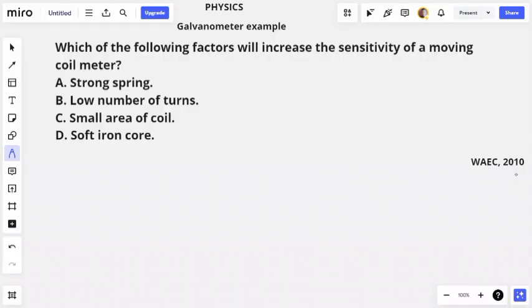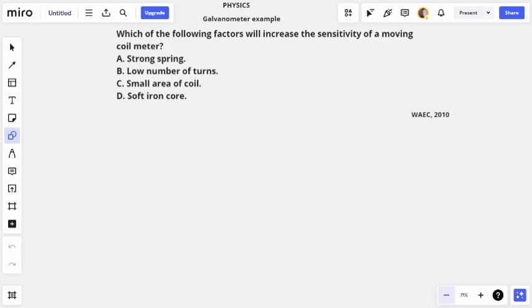Okay, question. It says, which of the following factors will increase the sensitivity of a moving coil meter? A. Strong spring. B. Low number of turns. C. Small area of coil. And D. Soft iron core. Which one do you think will be the answer there?